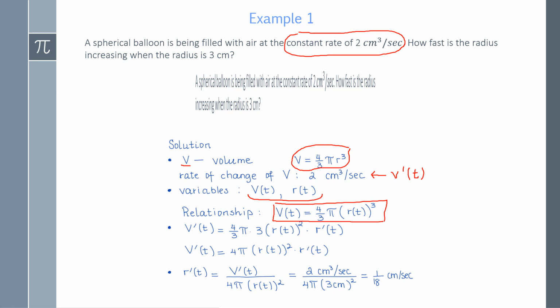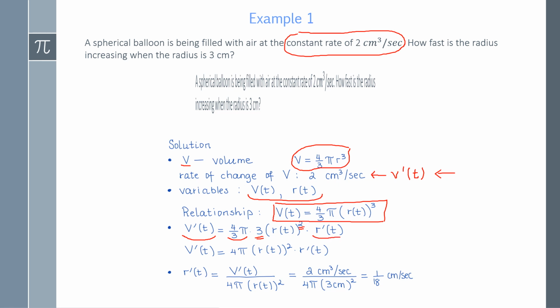So on the left, we get V prime of t, which we do know. We know this quantity. It's right here. On the right side of the equation, we apply the power rule and also chain rule. So we have 4/3 pi times 3, that's me applying the power rule, times r of t squared, and times the derivative of the inside, which is r prime.